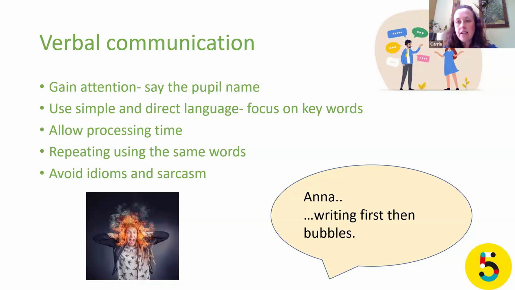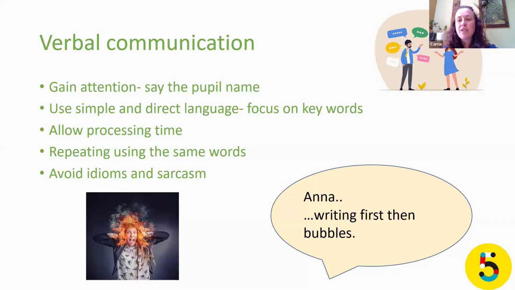Now, it's estimated that the average person can take 10 to 15 seconds to process a piece of information. And I think if you stopped now and counted out those 10 seconds, you can start to see that actually that's quite a long period of time. Now, that's an average person. So you've got to bear in mind that for some of our learners, that processing time might be even longer.